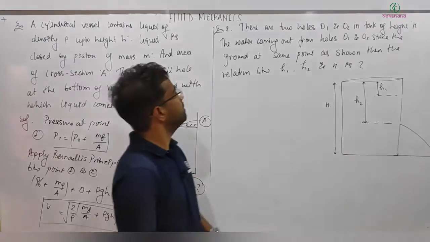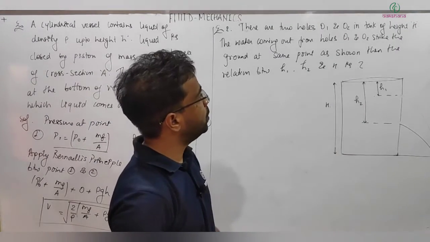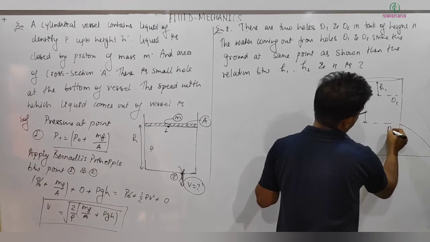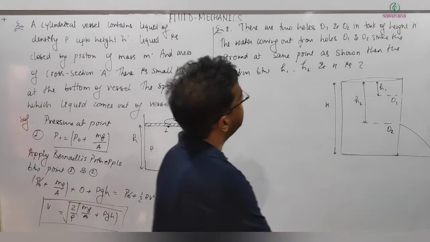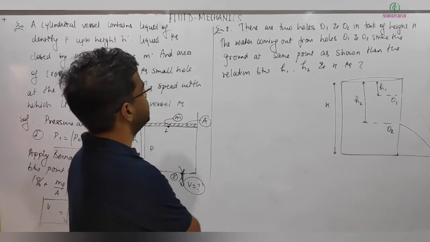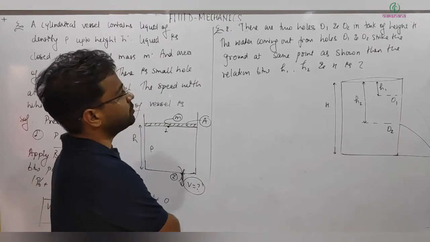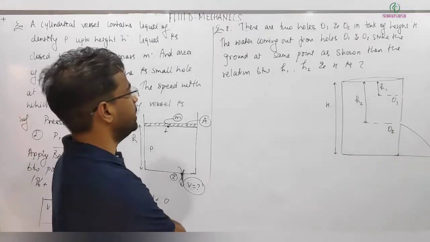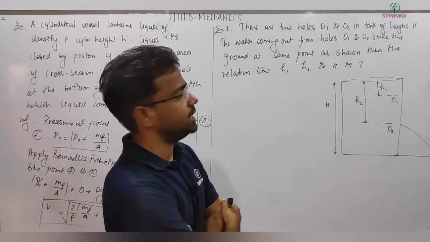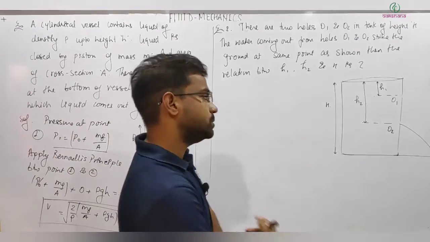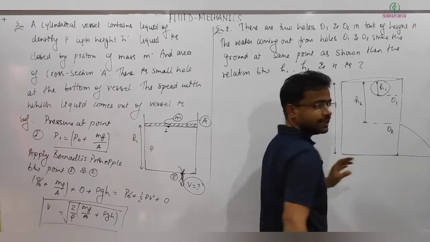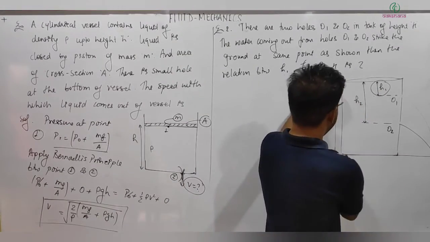Let's see the next problem. So there are two holes O1 and O2, in a tank of height capital H. The water coming out from holes O1 and O2 strikes the ground at the same point as shown in the figure. Then the relation between H1, H2 and capital H is. So let's check it. This is H1 height, and this total height is capital H.